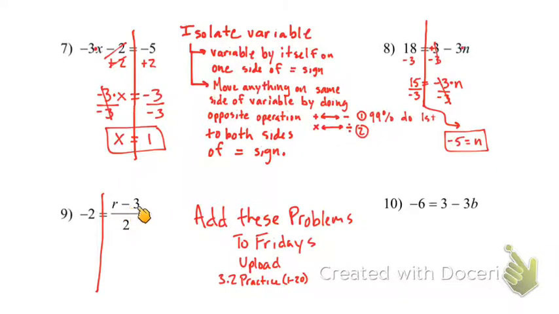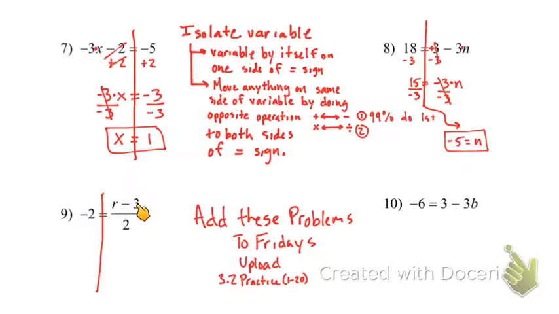So we're subtracting 3, and then we're also dividing by 2. So we've got to get rid of the subtraction of 3 and the division by 2. If we follow this rule, the first thing we should do is get rid of the subtraction of 3 by adding 3 to both sides.